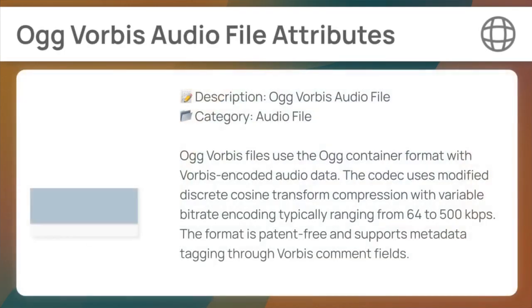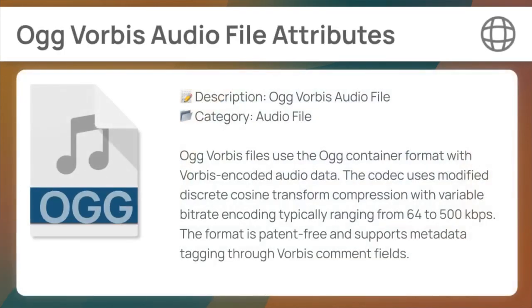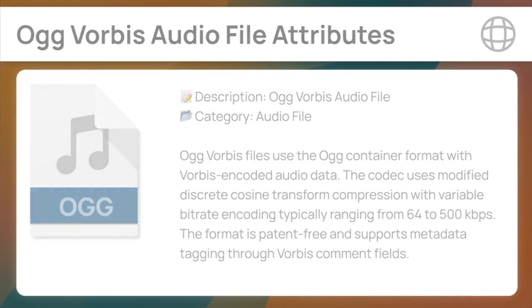Ogg Vorbis files use the Ogg container format with Vorbis-encoded audio data. The codec uses modified discrete cosine transform compression with variable bitrate encoding, typically ranging from 64 to 500 kbps. The format is patent-free and supports metadata tagging through Vorbis comment fields.